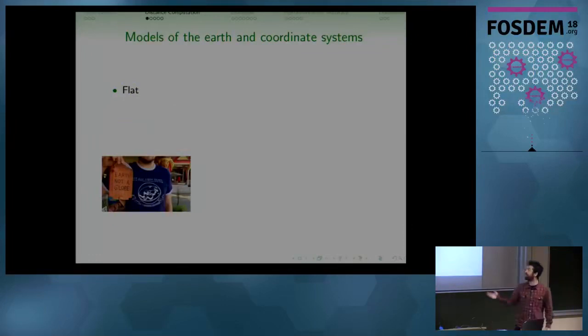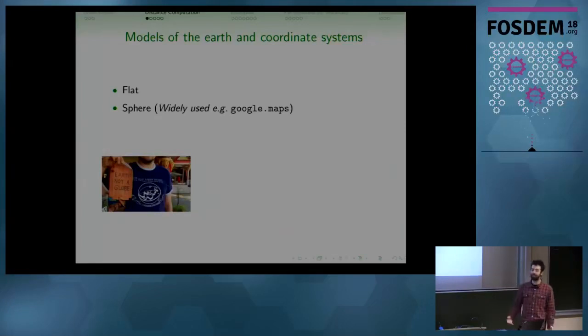Okay, so we have models of the Earth. It seems that we like these guys who believe that the Earth is flat. In this case, the math is very simple. So we use the Pythagorean theorem, and everything is one line of code. But unfortunately, Earth is not flat.